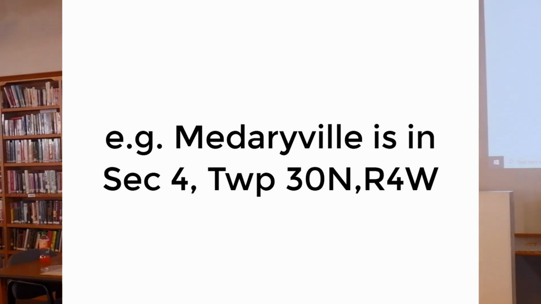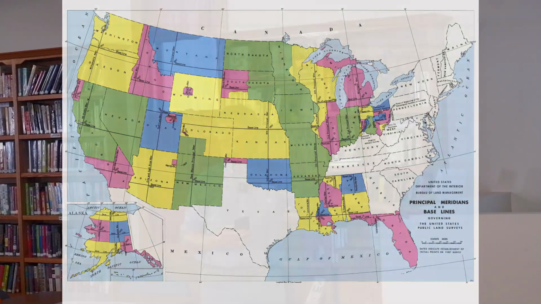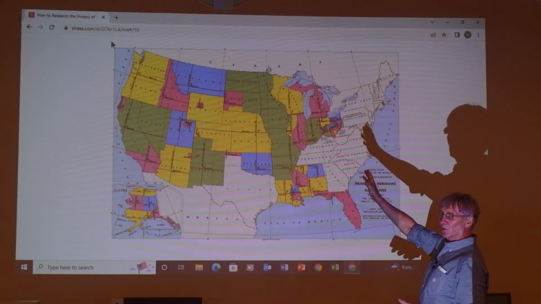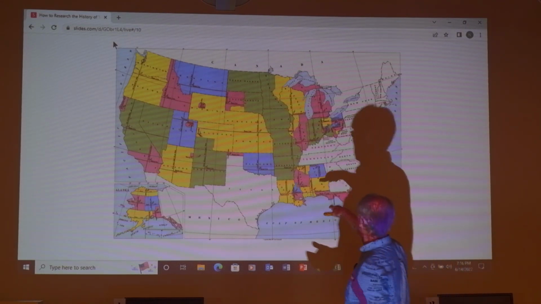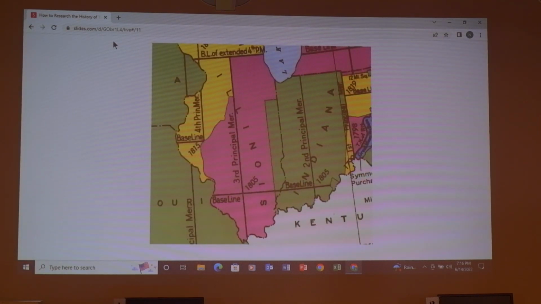Now obviously those numbers must mean something relative to something. And this map shows you for the whole United States. So each of these up and down lines is called a meridian. Each of these east-west lines are called baselines, and in fact, here's the one for Indiana that we're going to concern ourselves with today. The baseline for Indiana and for Illinois is the same. It's down near Evansville and all the townships.